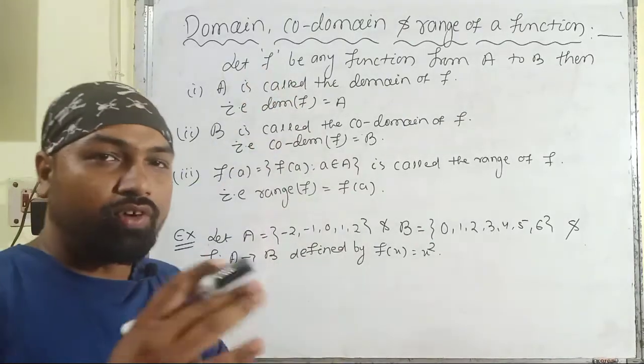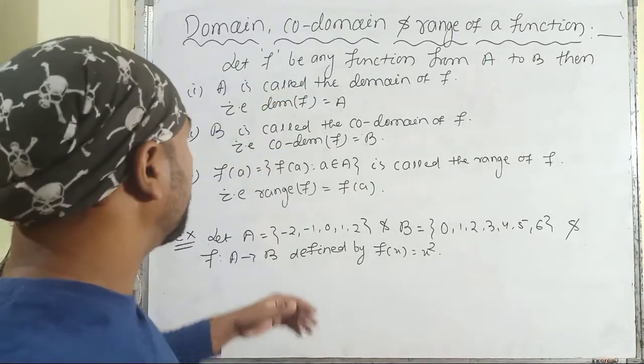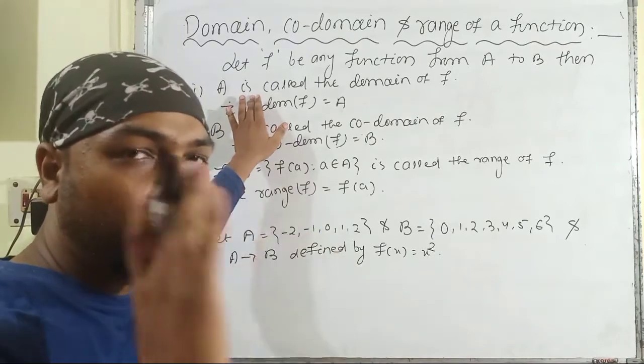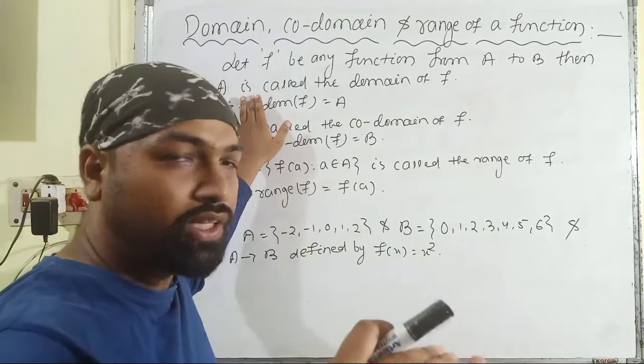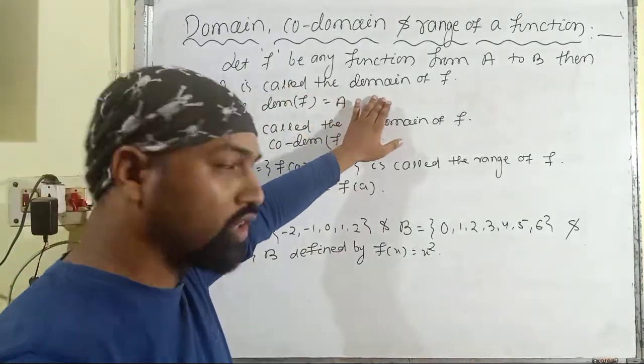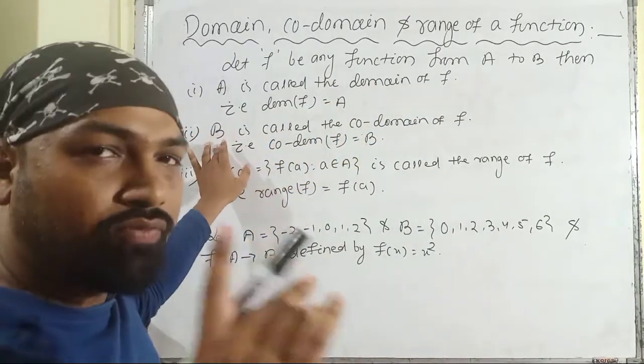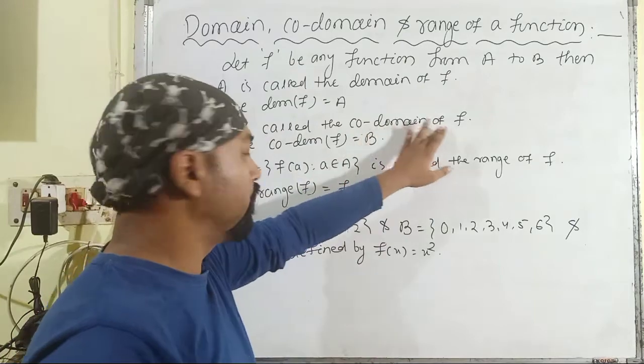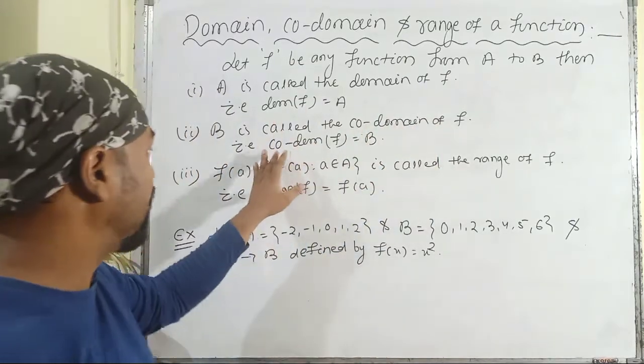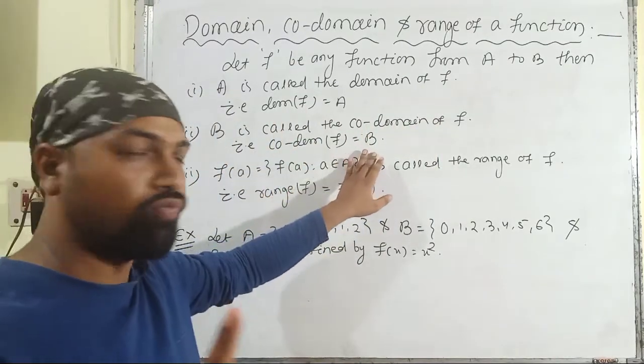If f is a function from the set A to the set B, then the first set A, all the elements of the first set A, are called the domain of the function. That means domain of f is equal to A. Then the second set B is called the codomain of the function. That means the codomain of f is equal to B.